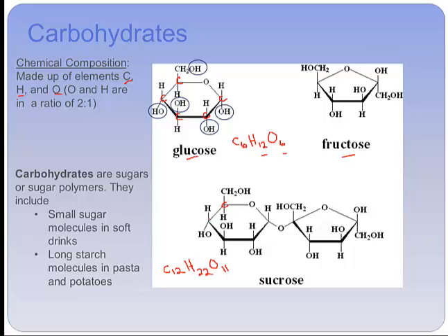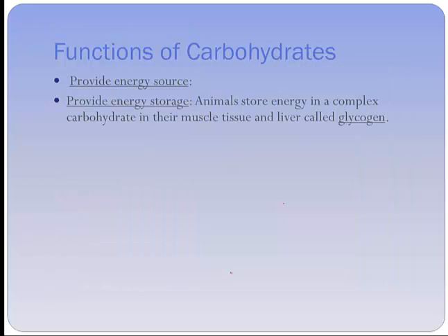But again, this is basically a ring of carbon. So where every angle is, there is actually a carbon, even though it's not showing in this particular diagram. So again, if we look at the relationship here, there are 22 hydrogens and 11 oxygens for sucrose. And again, it's at a 2:1 ratio. So carbohydrates, these are small sugar molecules that you have in soft drinks, but they can also be very large molecules like starch that you would have in pasta and potatoes.